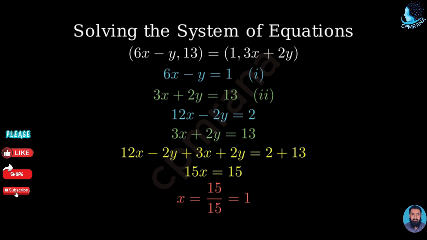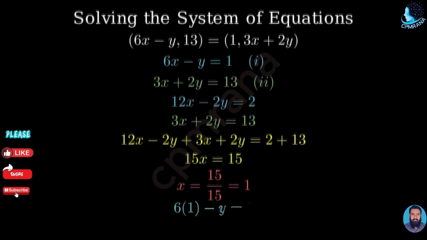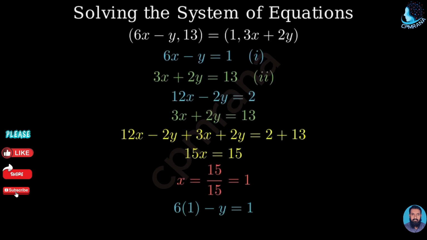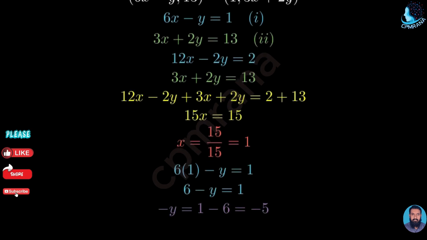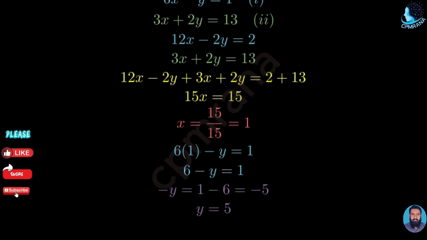Next, we will substitute the value of x back into equation 1. So we have 6 times 1 minus y equals 1. This simplifies to 6 minus y equals 1. Now, rearranging gives us negative y equals 1 minus 6. This simplifies further to negative y equals negative 5. Thus, we find y equals 5.